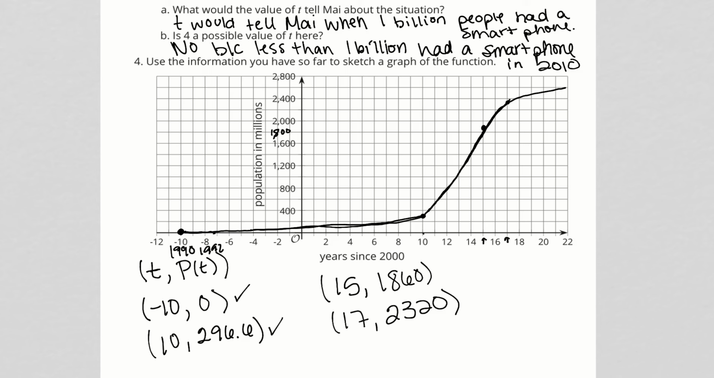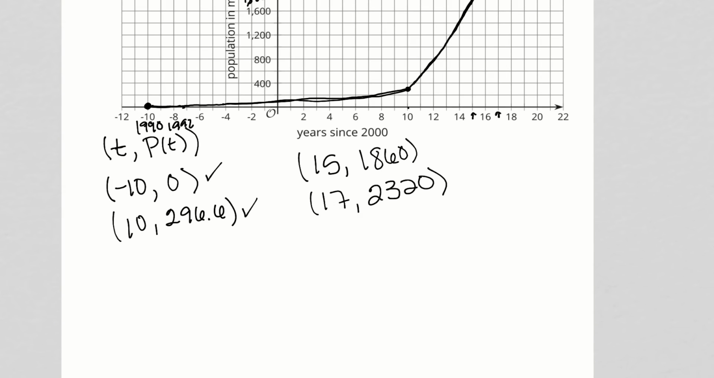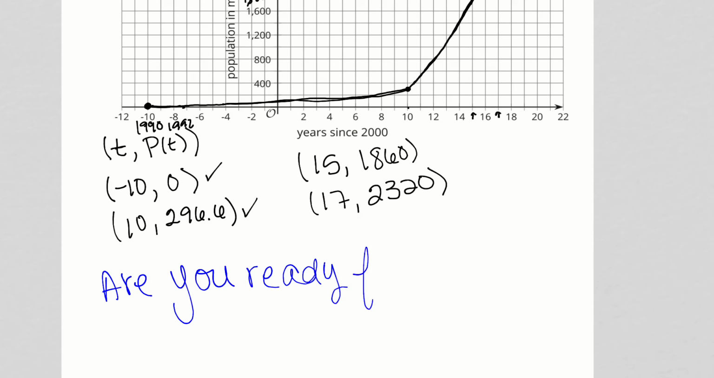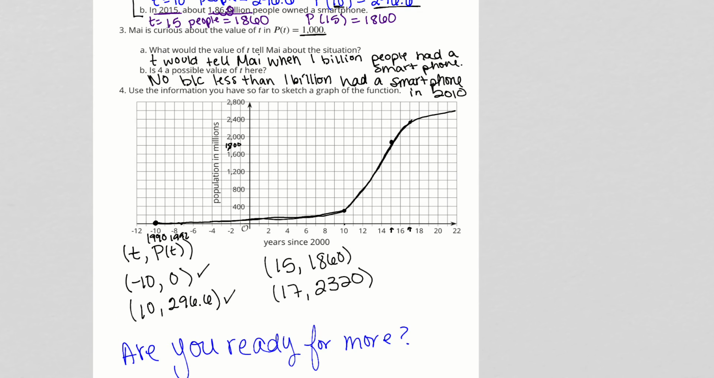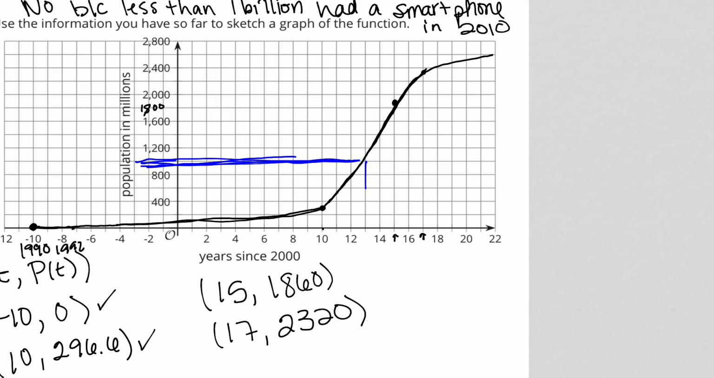So when did the population of people that had smartphones reach 1 billion? So right in here, about how many years was that? So probably around somewhere in there. Your graphs may be a little different than mine. We were saying last hour between 12 and 13 years, so around 2012 to 2013.